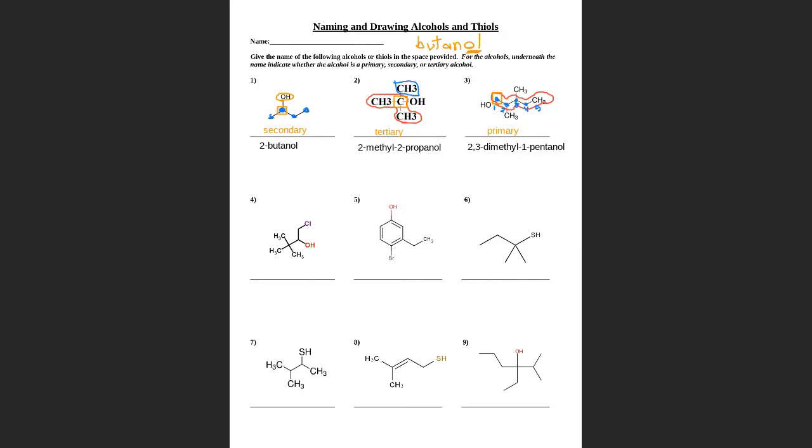So the longest carbon chain is how many carbons long? That will tell you if you're on the right 4. Very good. Probably this one, although you could actually choose other paths that would be identical. So you're right, it is butanol. Now, which side would you start numbering from?